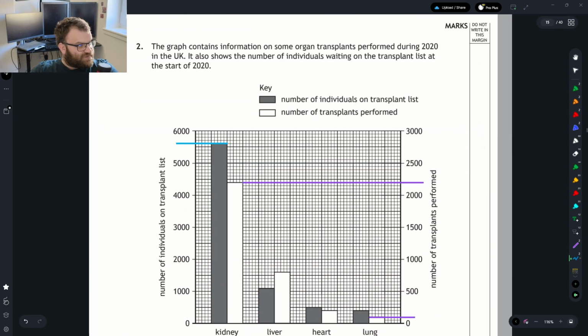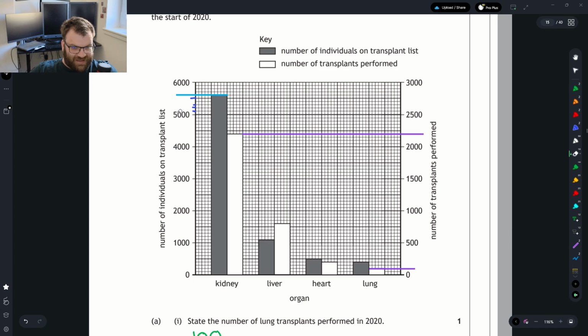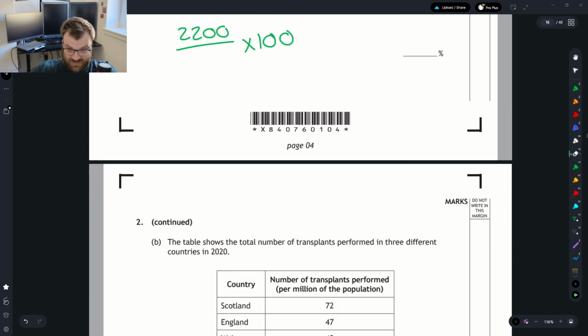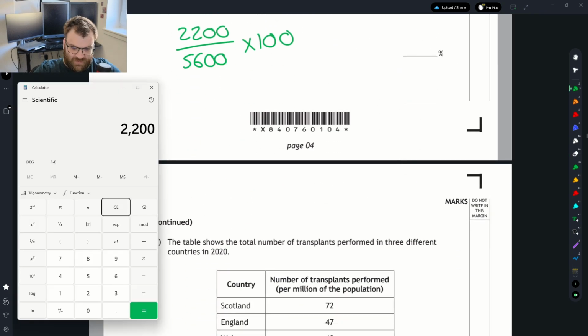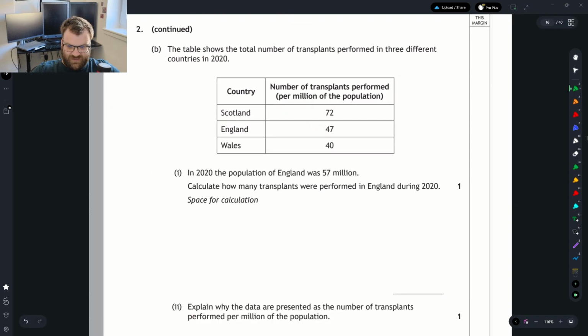Now, thing to watch here is it's not the same scale over here. This time, every box has to be 100. And that gives us 5,600. Pop that in our calculator. Gives us 39.3% for that, and you can be allowed to round it a wee bit more or a wee bit less, and that would pick up the mark there.